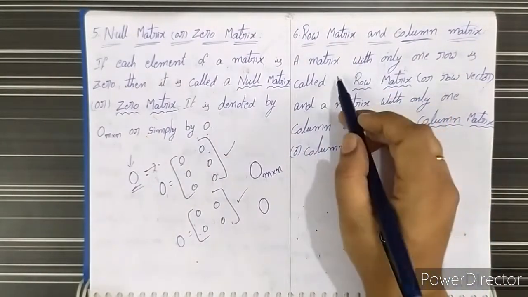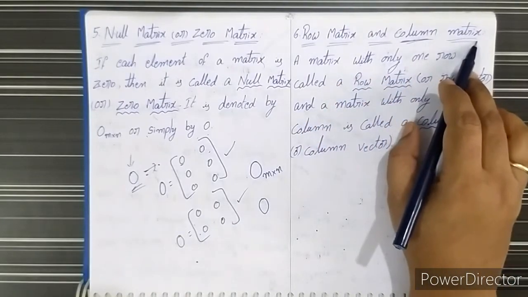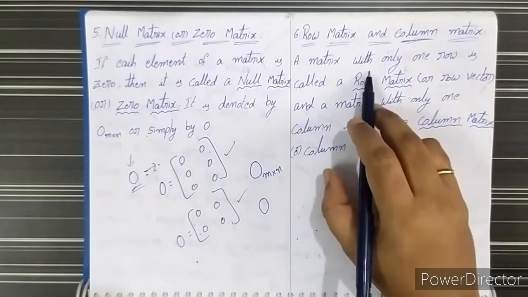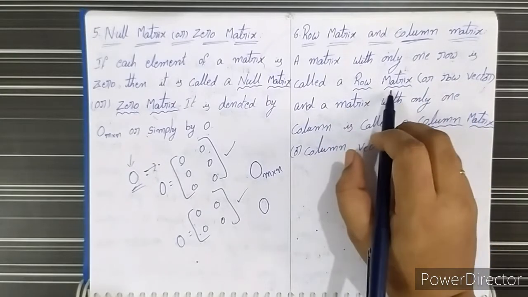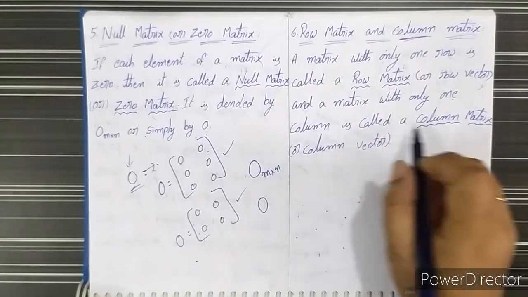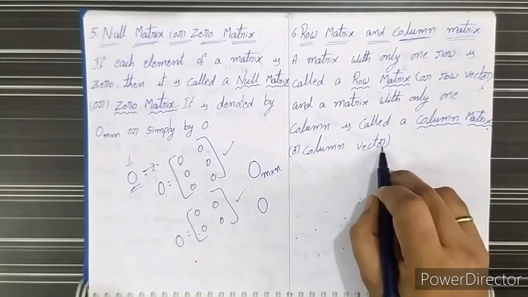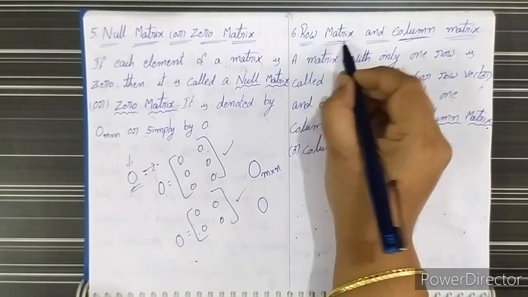Next, the sixth type is row matrix and column matrix. The definition is: a matrix with only one row is called a row matrix or row vector, and a matrix with only one column is called a column matrix or column vector. First we discuss row matrix.